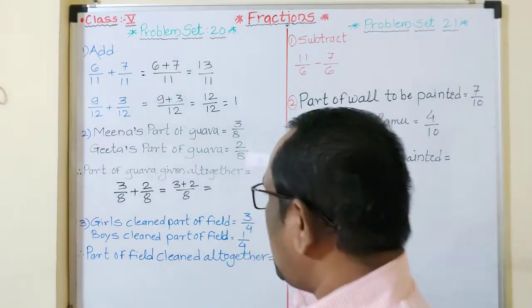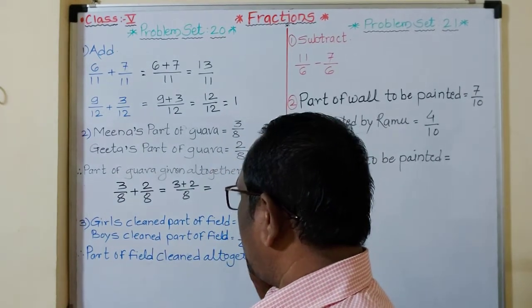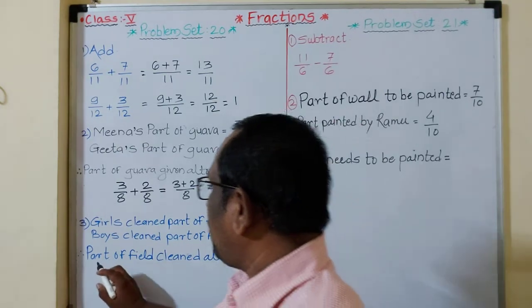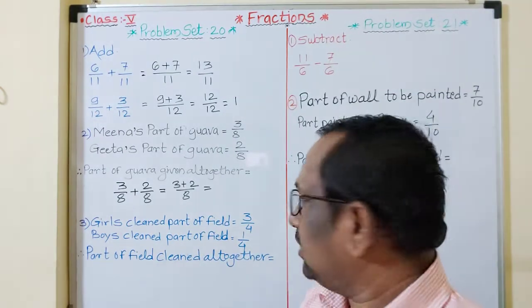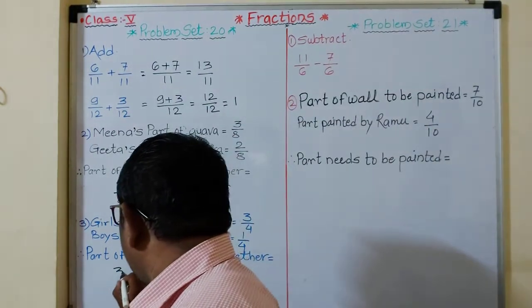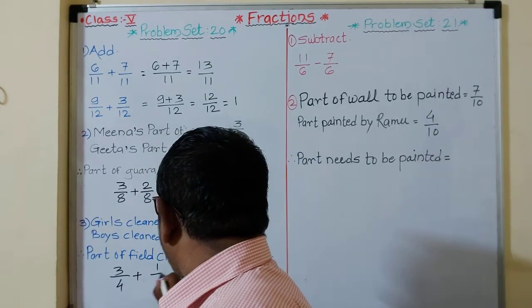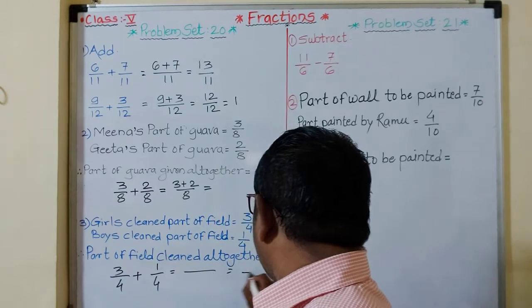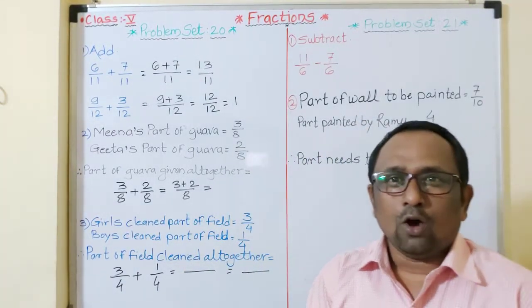Now what do they ask? What part of the field was cleaned altogether? So given things: girls cleaned part of the field 3 upon 4, boys cleaned part of the field 1 upon 4, and we have to find the part of the field cleaned all together, means girls and boys. So we have to add 3 upon 4 plus 1 upon 4 is equal to this, we have to solve. I hope you understood this.